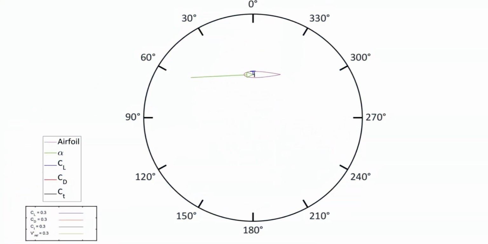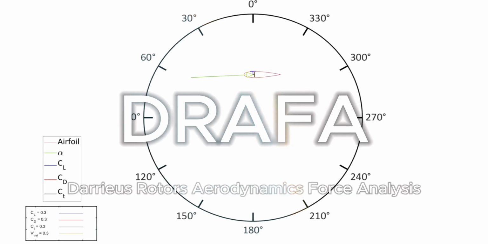This is what I call a turbine vector diagram, which is a free body diagram of a single-bladed Darrieus turbine. The airfoil and its lift, drag, thrust, and angle of attack vectors are plotted automatically using a software I developed called Drafa. Drafa is a tool specially built to analyze Darrieus turbines and takes you from data to insights in just a few seconds.